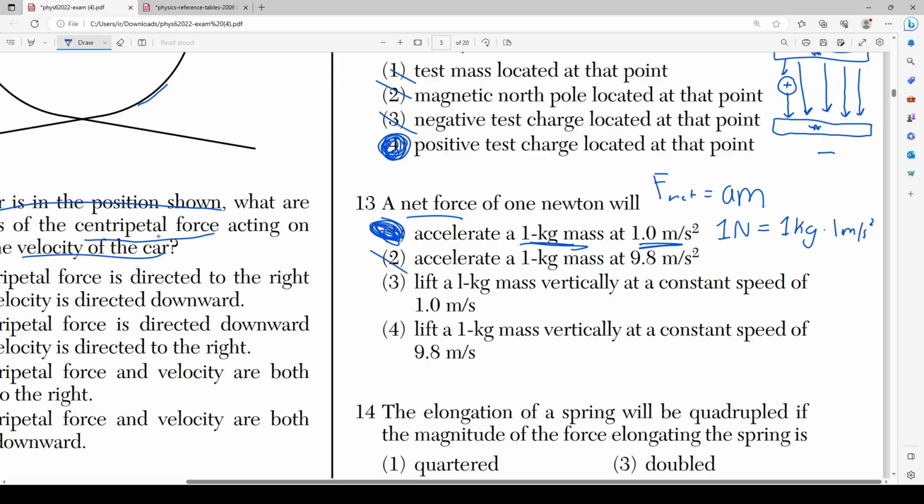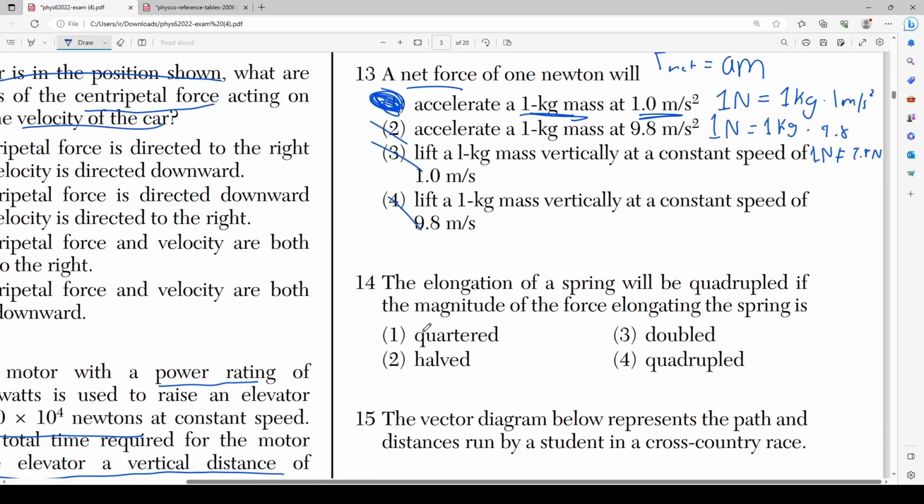All of these other choices would give you values that simply don't make sense. A 1 Newton net force obviously cannot accelerate a 1 kilogram mass at 9.81. Our mass is 1 kilogram and our acceleration is 9.81. Why? Because 1 Newton is not equal to 9.81 newtons. That simply doesn't make sense.